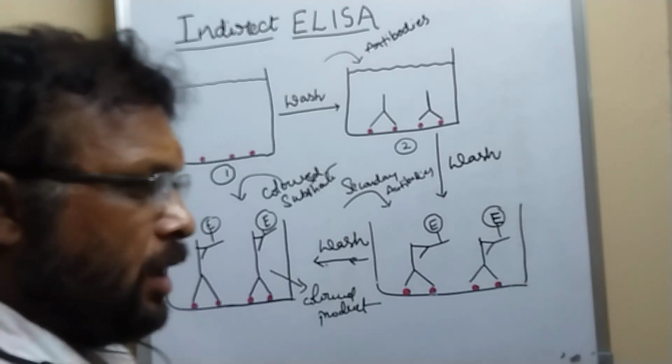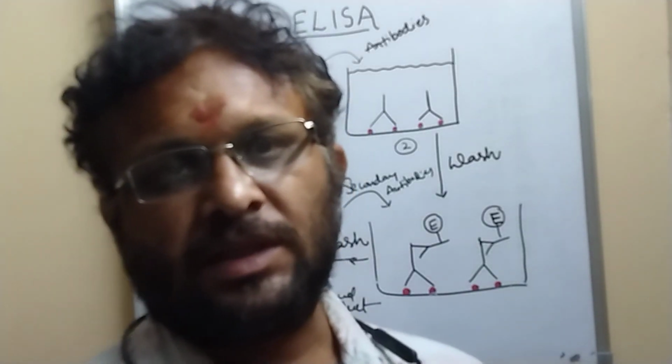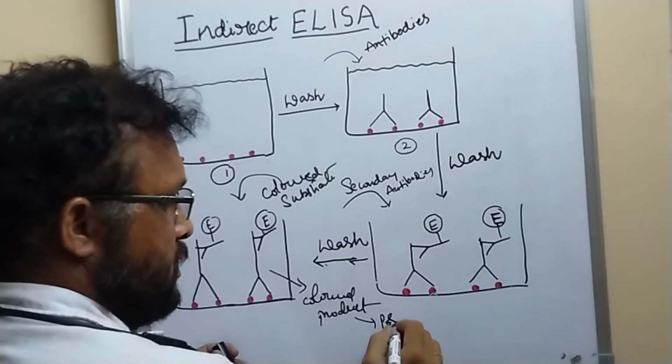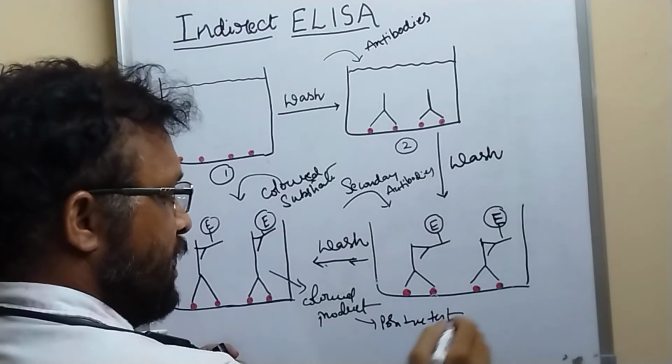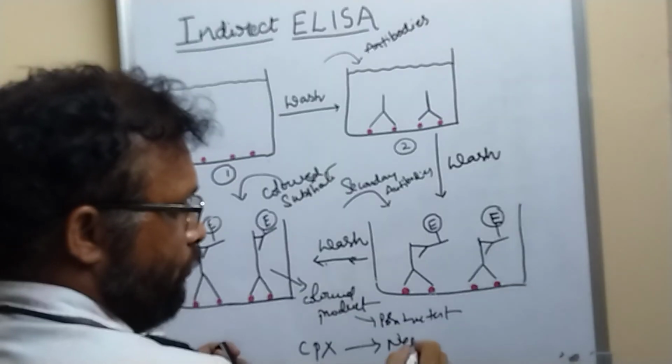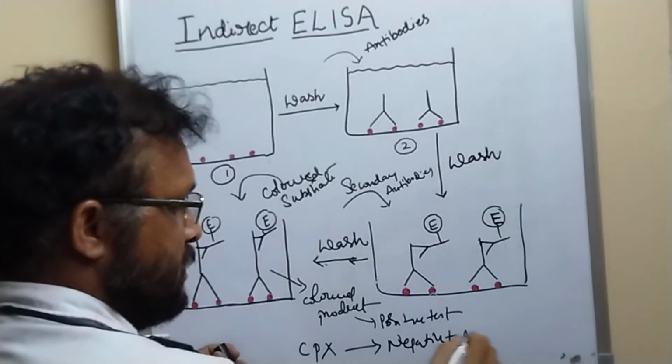What is the indication of a colored product? It is a positive test if there is a colored product. If a colored product is not formed, it is a negative test.